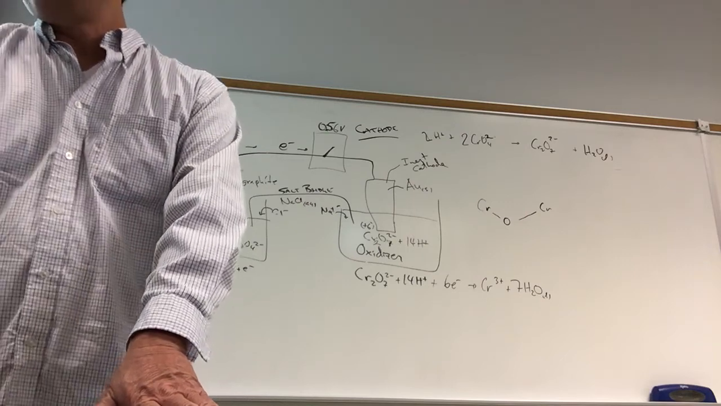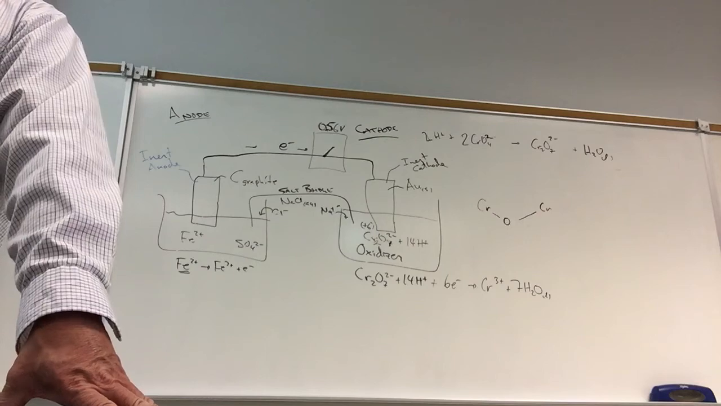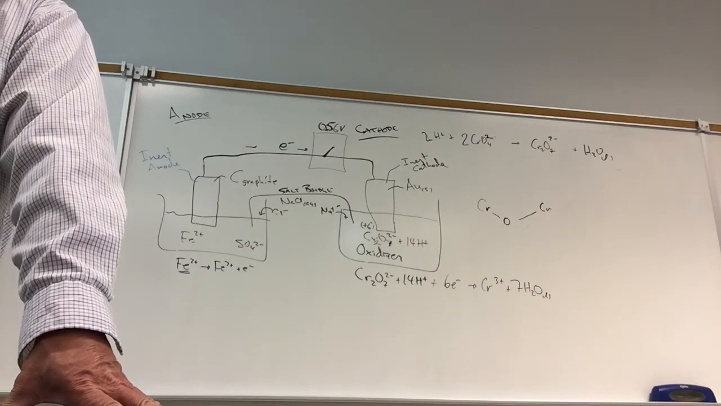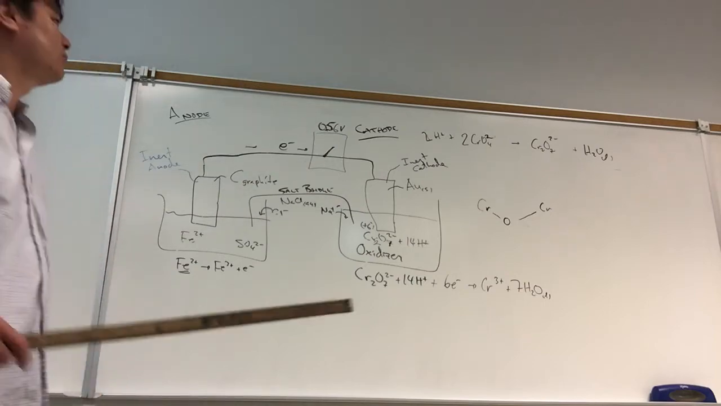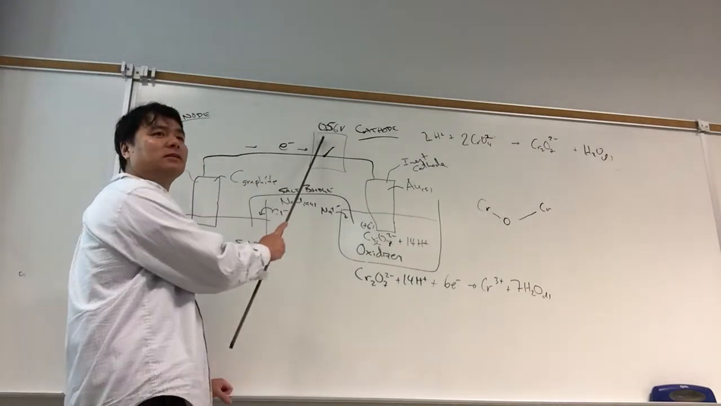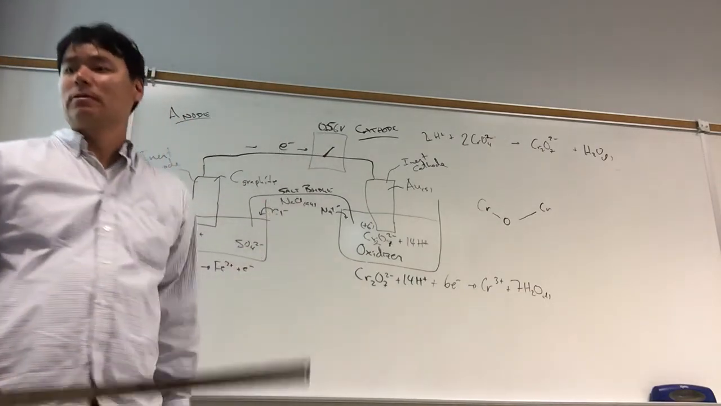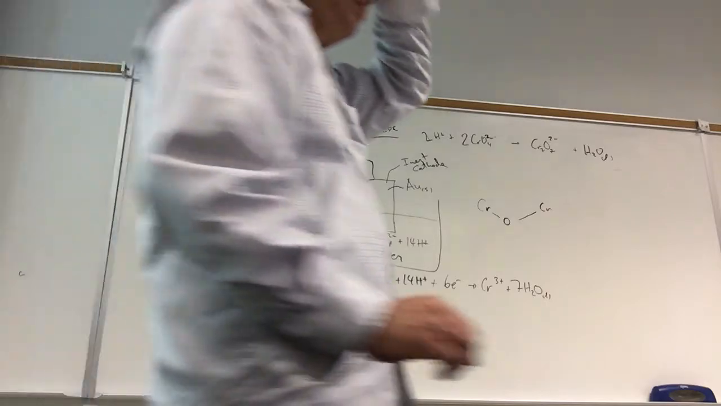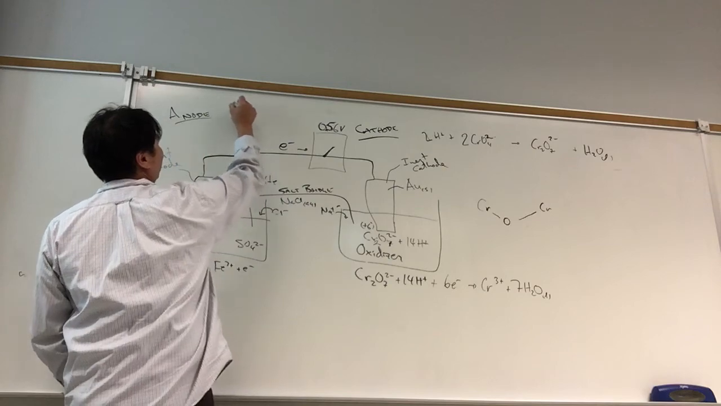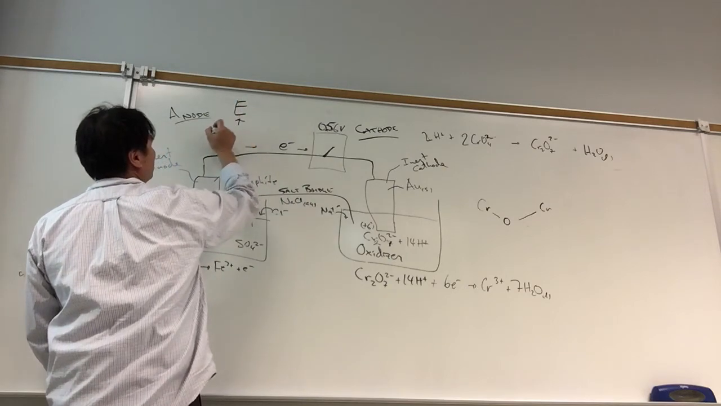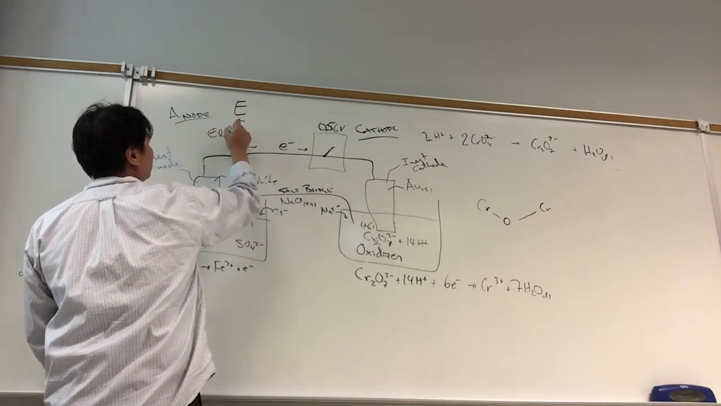But there's a problem. You've seen this problem before, have you not? What is the problem here that we're faced with? We're faced with 2 unknowns. What are the 2 unknowns? Well, the 2 unknowns is this. We call this E, for electromotive force or voltage.